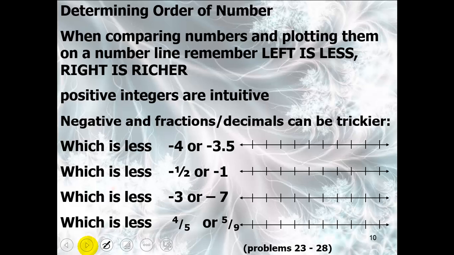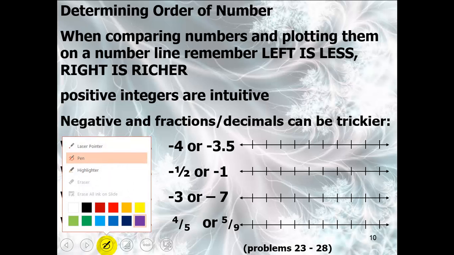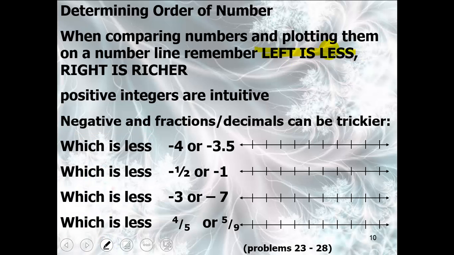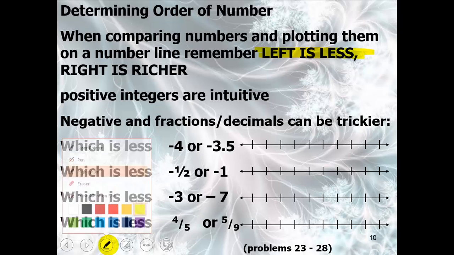Determining order of numbers. So this is like being able to place them on a number line. When you're comparing numbers and plotting them on a number line, remember, left is less. Left is less, okay? And right is richer, or right is greater, okay? Positive integers are intuitive because we have been working with them since we learned what a number was. But negatives and fractions or decimals can be trickier. So which is less, negative 4 or negative 3.5?